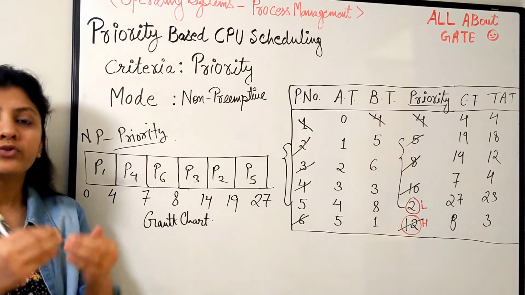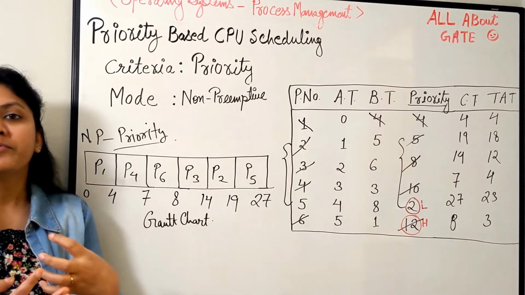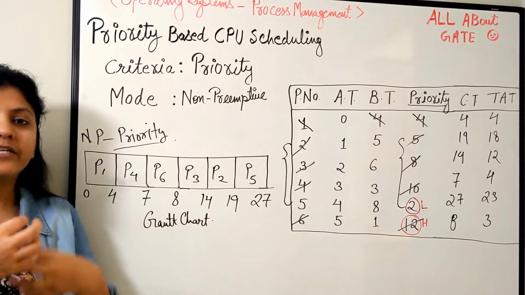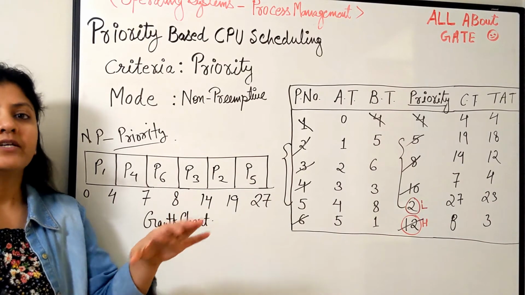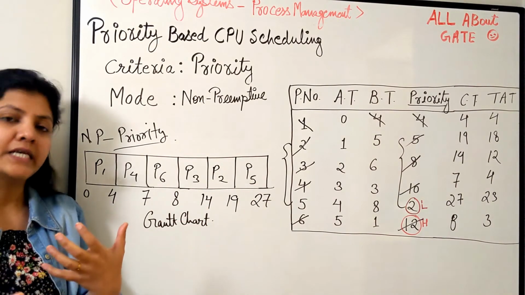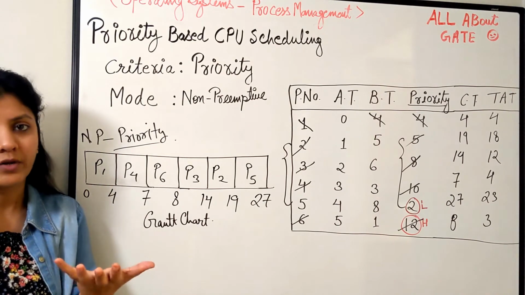The other way to overcome this is dynamic priority. There we decide the priority of a process at runtime. So that is something which you will see in the future with the help of aging algorithms.